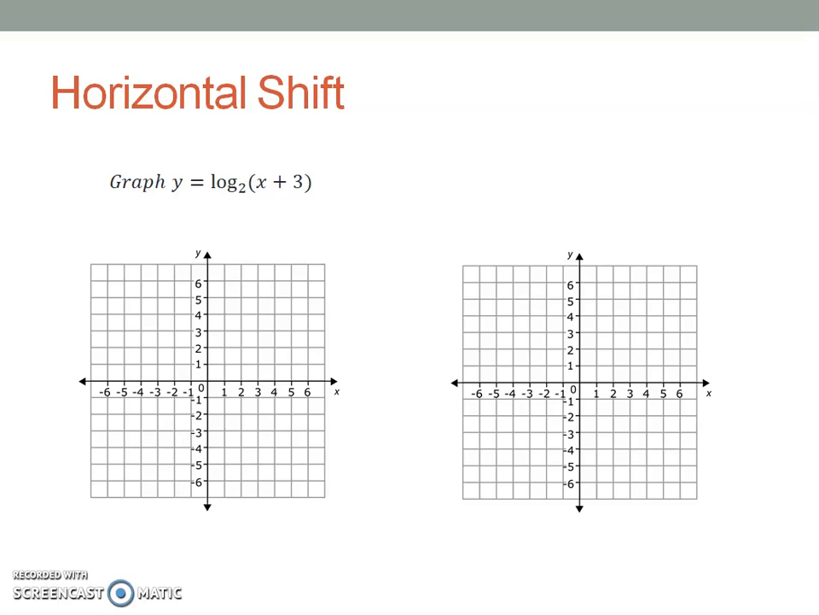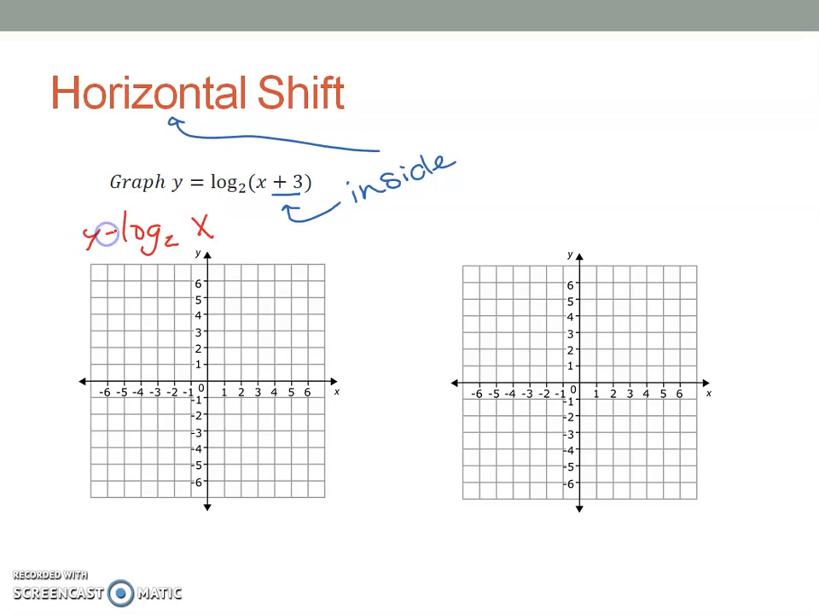We've got a horizontal shift. They've asked us to graph y equals log base 2 of x plus 3. So how do I know that that is a horizontal shift? Look where that plus 3 is at. It is inside of the parentheses. So that's inside, which is what makes it horizontal. Before I get going on that, let's go ahead and graph my parent function. So the parent function for this one is y equals log base 2 of x.